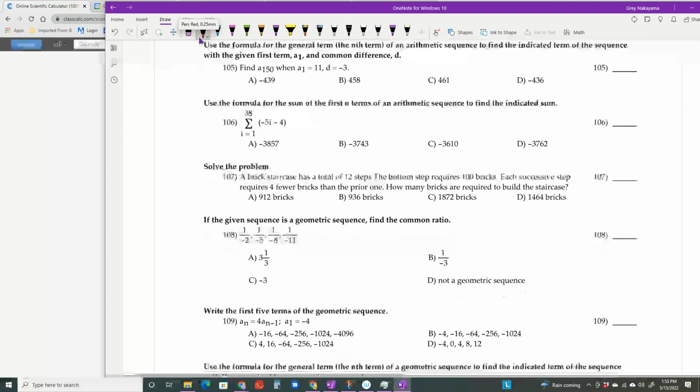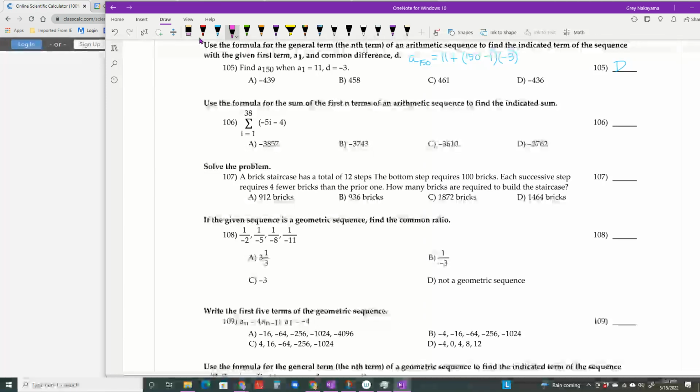All right, this one says find a sub 150 if the first term is a sub 1 equals 11 and the common difference is -3. So my formula is a sub 150 equals the first term plus n minus 1 times the common difference. So when you plug that in your calculator, you're going to get -436.